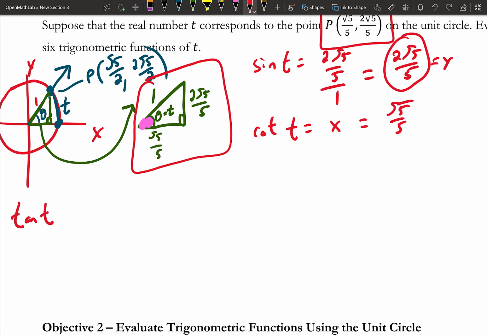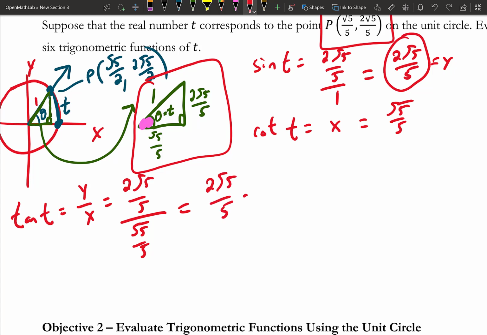Tangent of t is equal to y over x, which would be equal to 2 radical 5 over 5 divided by radical 5 over 5. So we could clean this up. We're dividing fractions, so this would be 2 radical 5 over 5 times the reciprocal of the denominator, which would be 5 over radical 5. Then the radical 5s can cancel, the 5s can cancel. We're just left with 2 over 1, which is just 2.